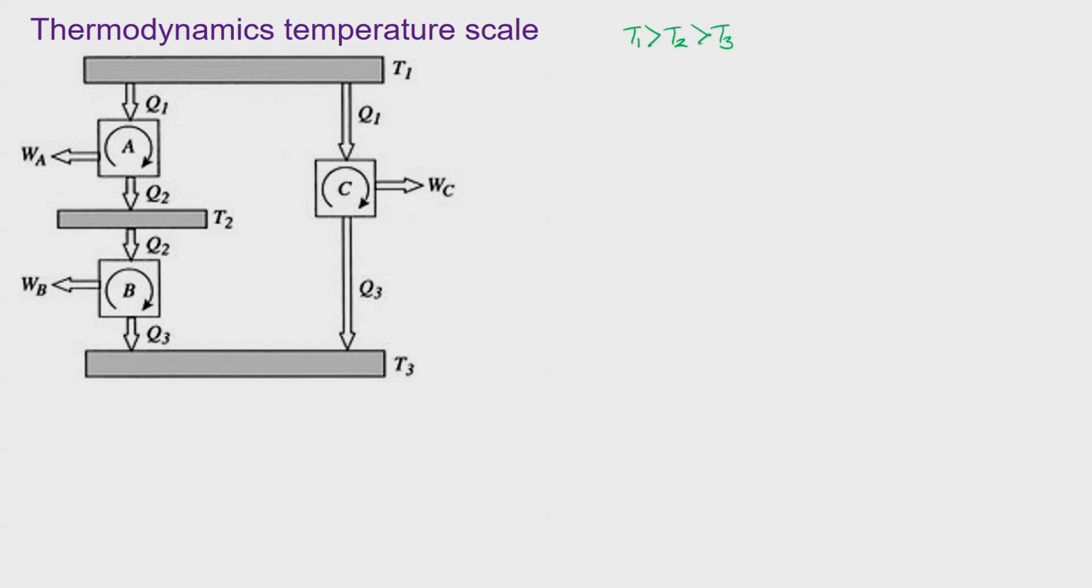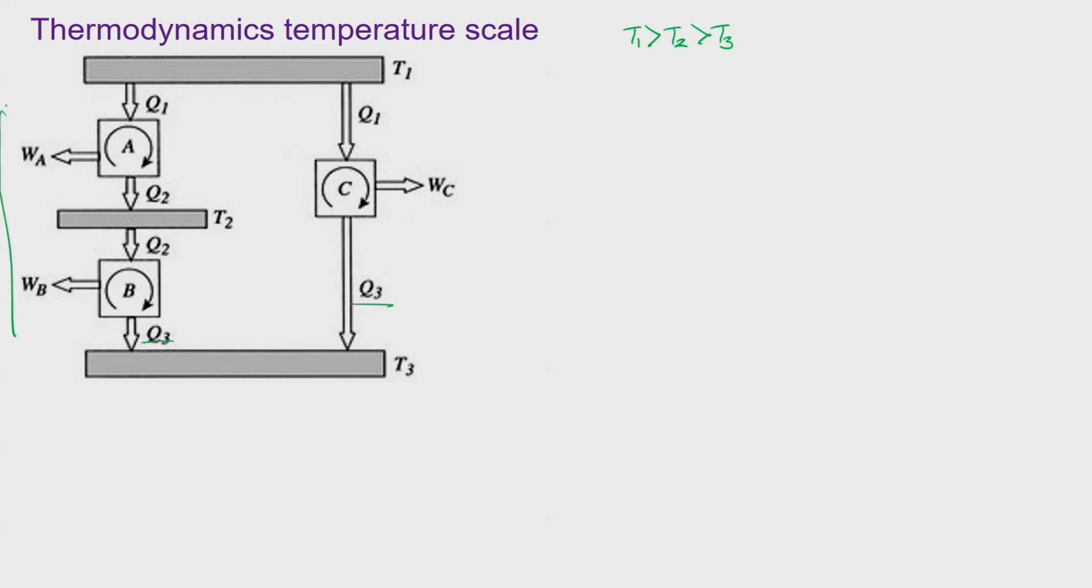So, there are three engines also, A, B and C. A is working between T1 and T2, taking Q1 amount of heat, rejecting Q2 amount of heat to T2 and producing WA amount of work. Now, B is working between T2 and T3, taking the same Q2 amount of heat which was rejected by engine A and finally giving Q3 amount of heat to the reservoir at T3 and giving WB amount of work. And look at C, it is working directly between T1 and T3, taking Q1 amount of heat and rejecting Q3 amount of heat to produce work WC. Now, how can we say that both of them will be equal to Q3?